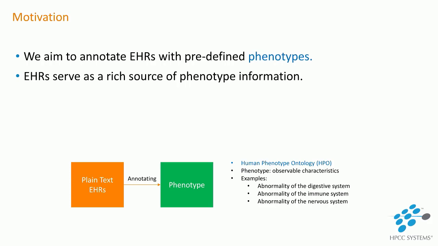Just for example, in the primary level of the phenotype, there are abnormalities of the digestive system, immune system, and nervous system, or very general categories. And our work is trying to annotate the phenotypes from the EHRs.